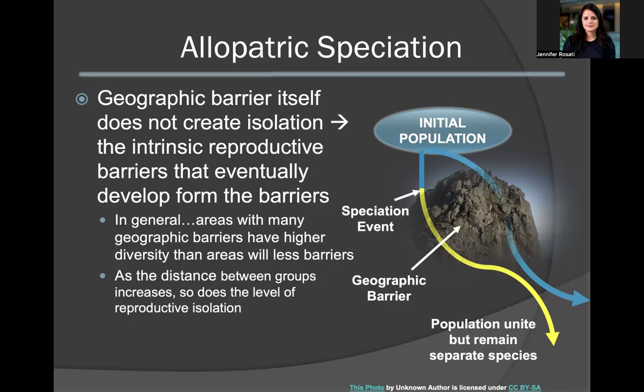Some important trends can be noted. In general, areas that are highly diverse or have many geographic barriers present typically have higher levels of species diversity than comparable areas with fewer barriers. It's also important to note that as the physical distance between two groups increases, so does the level of reproductive isolation.